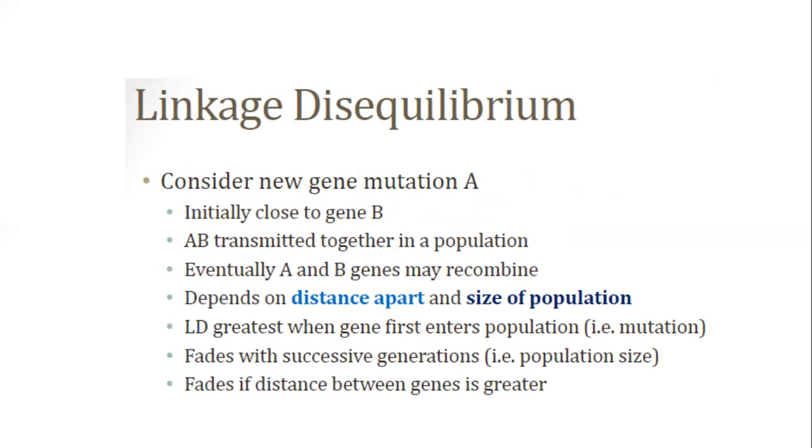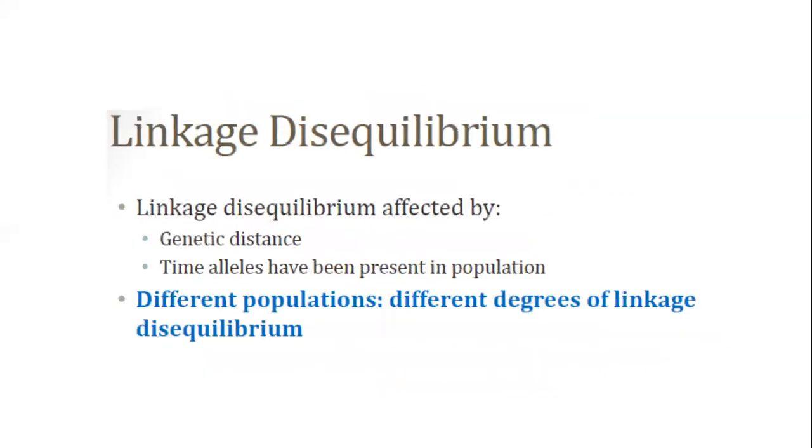During linkage disequilibrium, we need to consider new gene mutation. Why? Because with new mutations, the chance of splitting between the genes is higher, so it increases the chance of recombination. That's why we usually need to assume a new mutation for linkage disequilibrium.